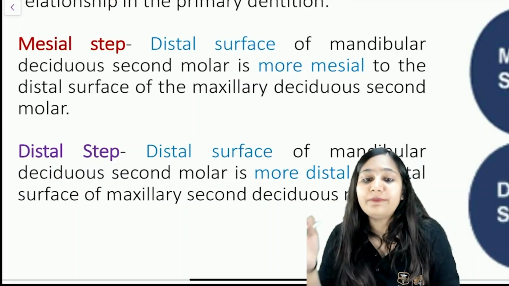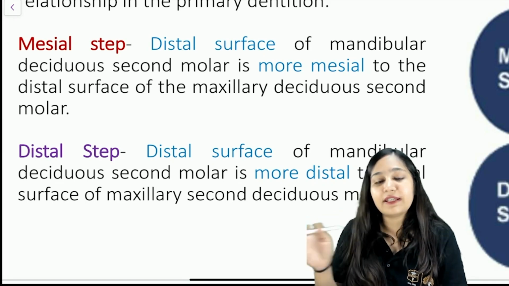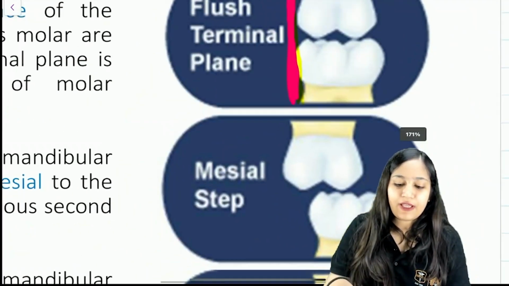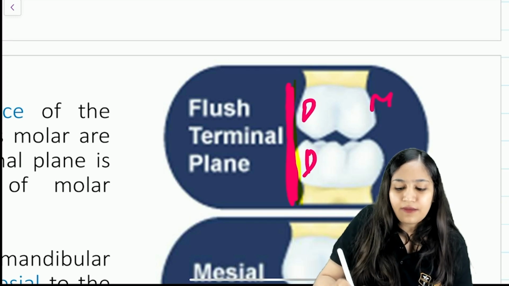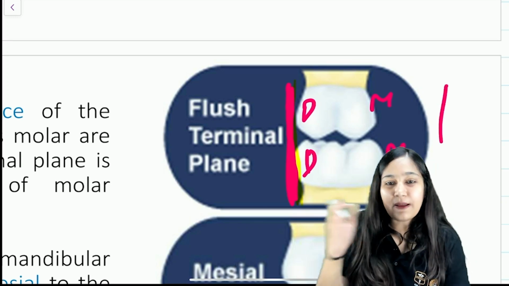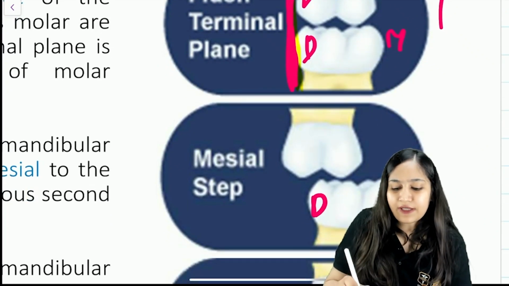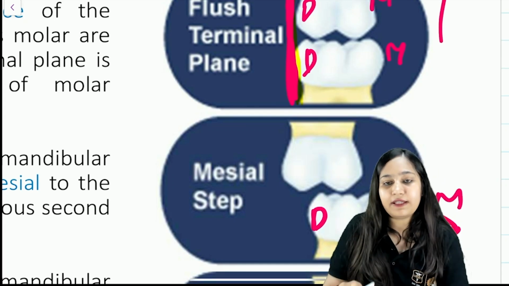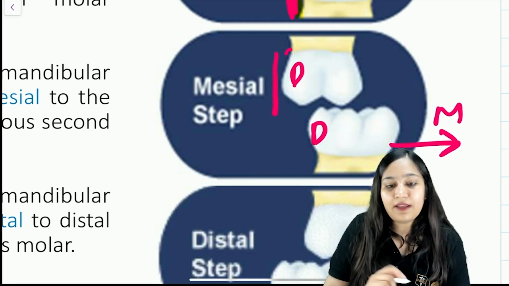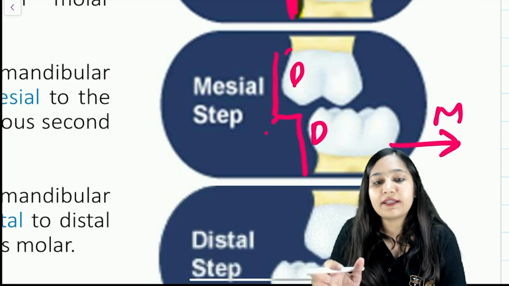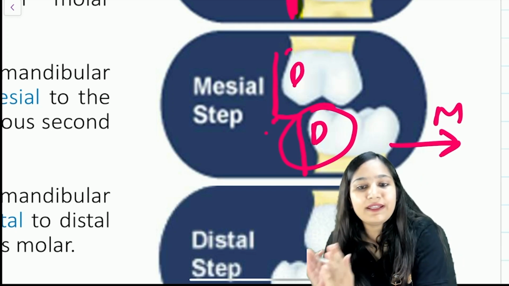Mesial step, from the word itself, mesial. So the distal surface of the mandibular second molar is placed more mesially as compared to the maxillary molar. Here we can see in flush terminal plane both are at the same level. Now assume that this is the distal surface and this is the mesial surface. So obviously this side will be the mesial side. So now in mesial step we can see the distal surface is going more mesially as compared to the distal surface of the maxillary molar, right? It is going more mesially. So here it is mainly the relationship between the distal surfaces. Distal surface moving more mesially, mesial step.